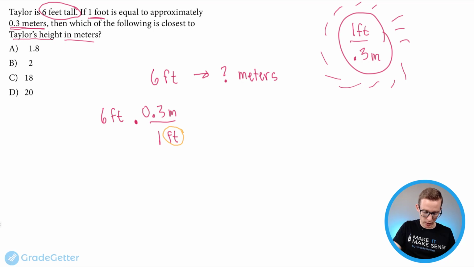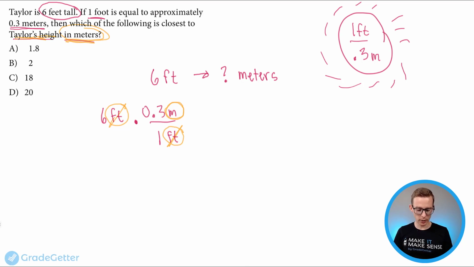So doing it this way, I get feet in the numerator over feet in the denominator. So these actually end up canceling out, which is what I want. And I'm just left with meters. And that's what we're trying to solve for, right? We're trying to find Taylor's height in meters. So the units that I want to cancel out are feet, and what I want to be left with is meters. If I did it the other way, I would get feet times feet over meters. That would be feet squared over meters, which doesn't make any sense. So you can really use units to your advantage here.